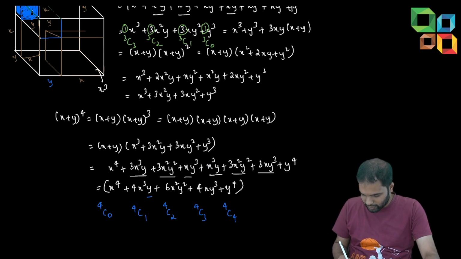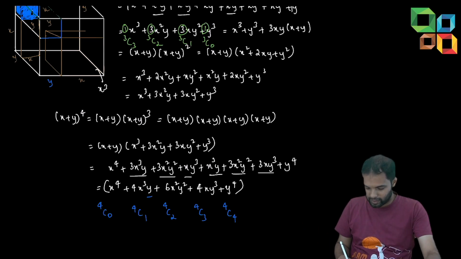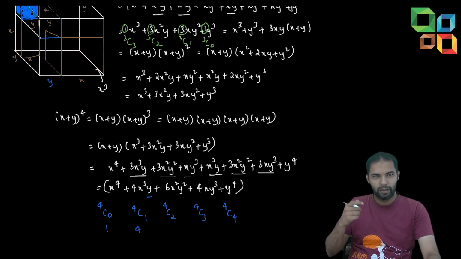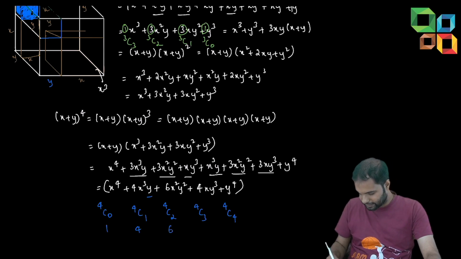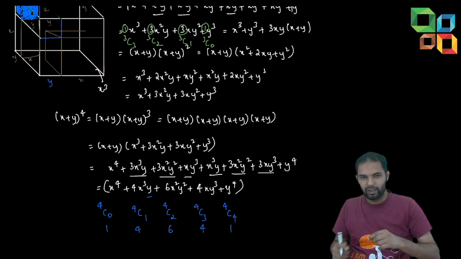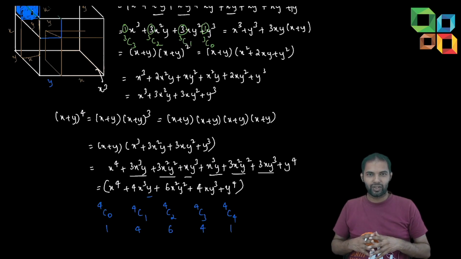What is the value? 4C0, if you figure out this one. This is 4C1, 4 by 1 factorial. 4 into 3 by 2 factorial, it's nothing but 6. It's 4, so 1. Can you see the coefficients? Exactly match. We're doing the same thing using permutation and combination, that's all.